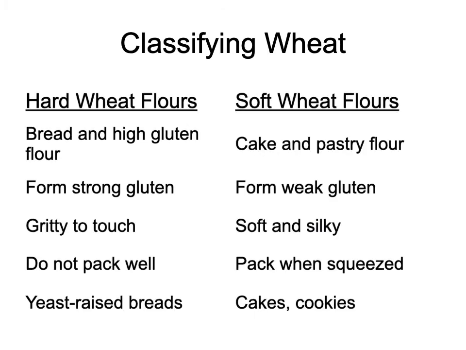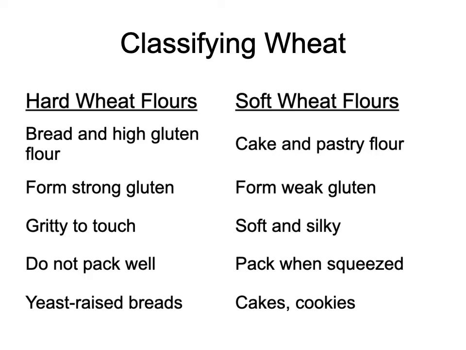So generally, hard wheat flours, they generally have higher protein, so they make bread and high gluten flour. They form strong gluten. They're kind of gritty to the touch, although when you feel it, you'd say, well, that's not really gritty. But if you really feel it, you'll start to notice it has something of a little bit more of a coarse feel to it. It doesn't pack well, and it's great for yeast-raised breads. And the reason why is because it has a lot of protein and a lot of gluten potential.